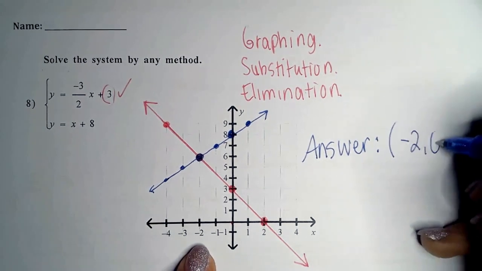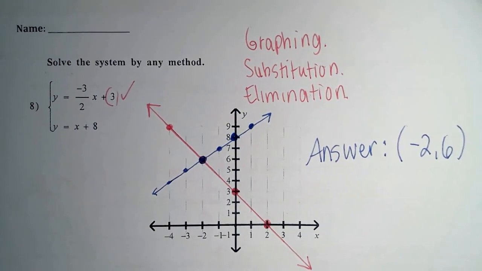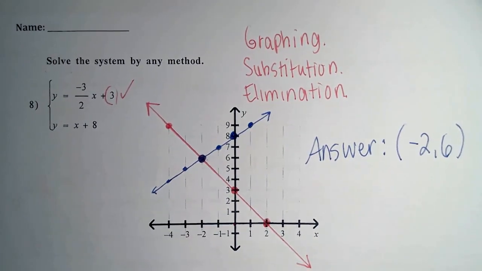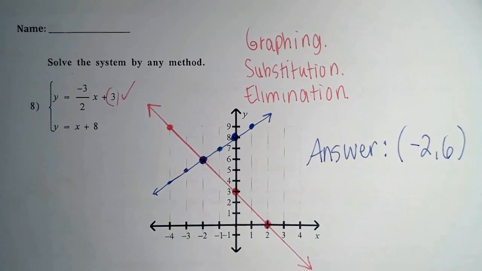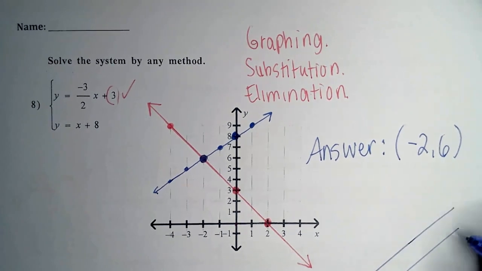Good, negative 2, 6. To find the answer for these, we essentially find them by looking at the ordered pair. The solution is where they cross. What would happen if you had 2 lines that had the same slope? Would they intersect if you have 2 lines with the same slope?